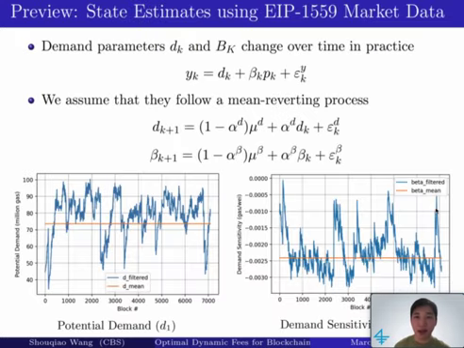And here's the graph of the estimated potential demand dk and price sensitivity beta k. We observed that these two parameters change over time in practice, so we cannot assume they are constant. We additionally use two mean reverting processes to model these two parameters, as shown in the equation on this page.